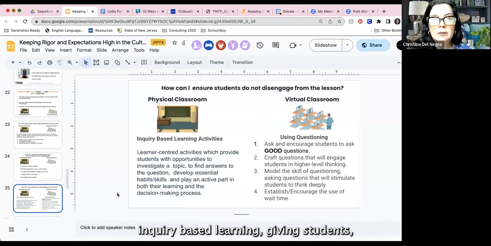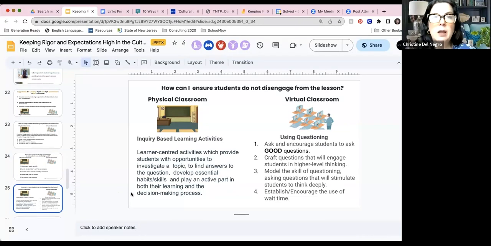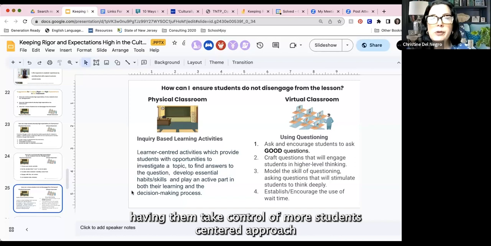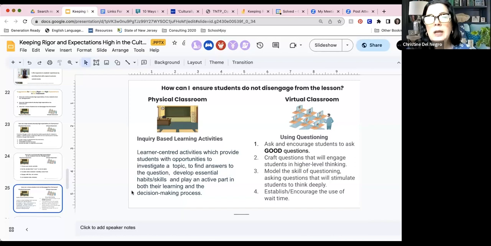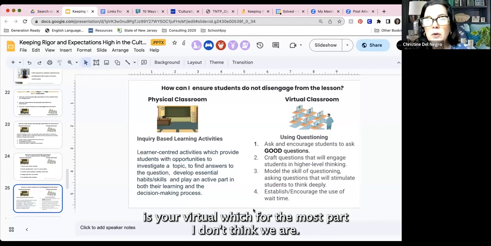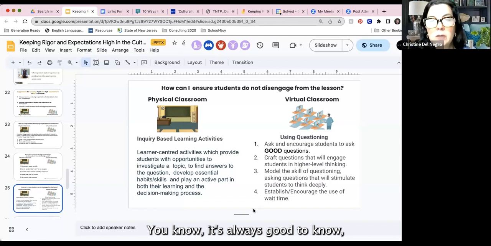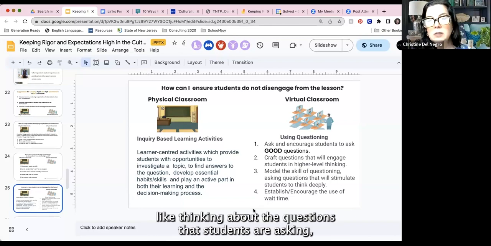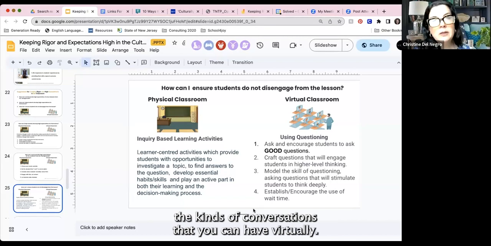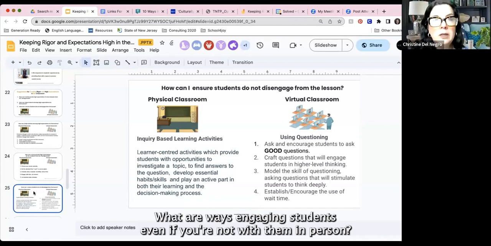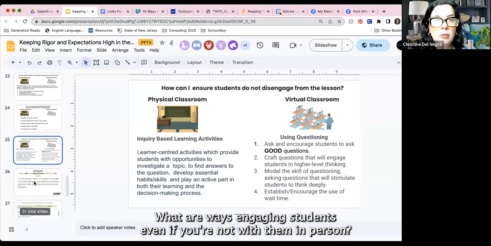Inquiry-based learning, having students take control. It's a more student-centered approach. If you're virtual, which for the most part I don't think we are, but who knows? It's always good to think about the questions that students are asking, the kinds of conversations that you can have virtually. What are ways of engaging students, even if you're not with them in person?